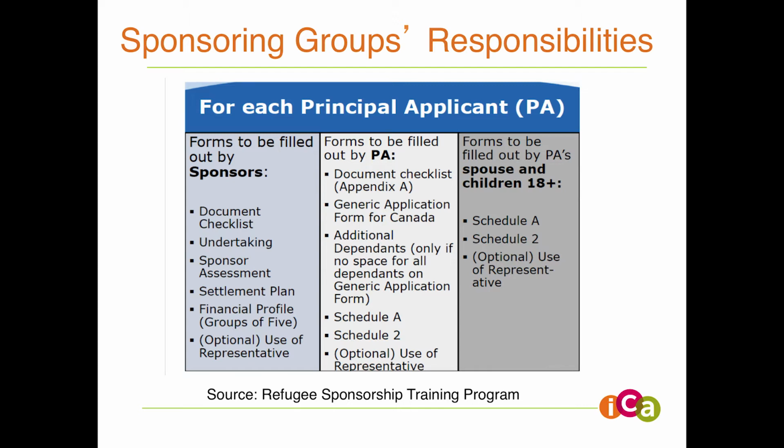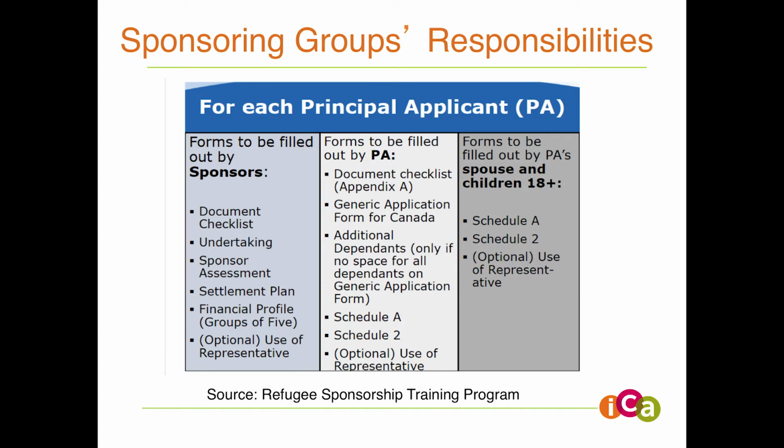So we have the main form, the generic application form, we have a Schedule A and a Schedule 2. And that's essentially what it is, for the applicants, the refugee applicants. The Schedule A deals more with family relationships and where people have lived and their addresses and their educational attainments and all of that. Schedule 2 deals more with the person's flight story. So the narrative of how they became a refugee. This is a really important form.